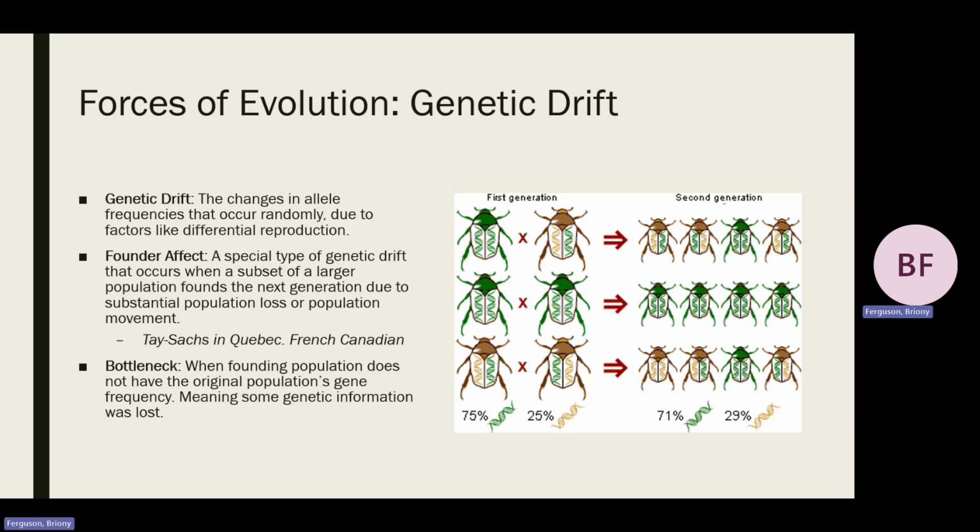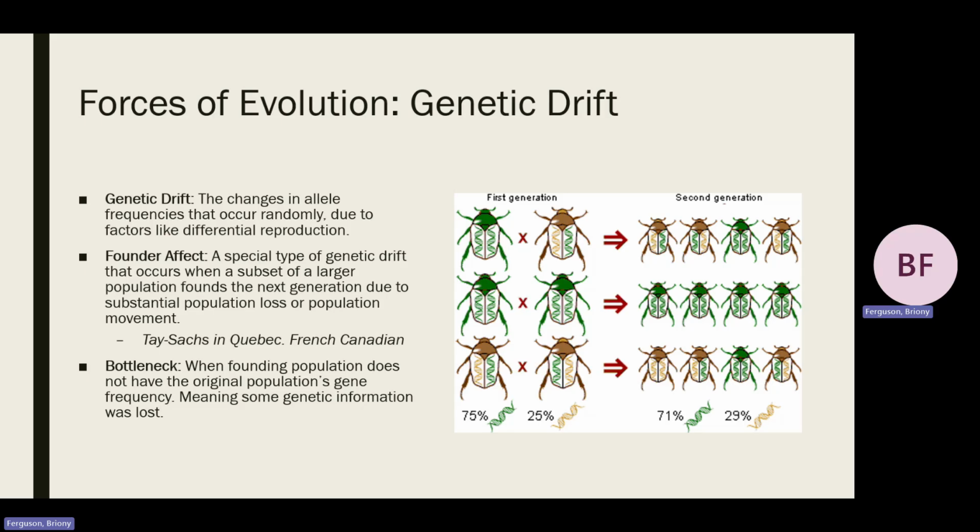There are two special types of genetic drift. So one is the founder effect, and this occurs when a subset of a larger population ends up founding the next generation due to population loss or population movement. We also have bottlenecks, and this is when a founding population doesn't actually have the original population's gene frequency, meaning that some genetic information was lost.